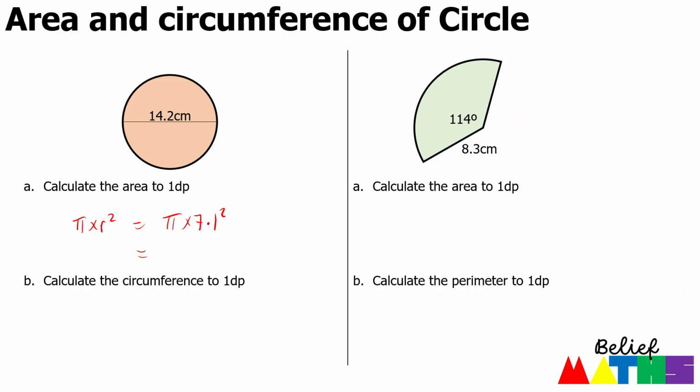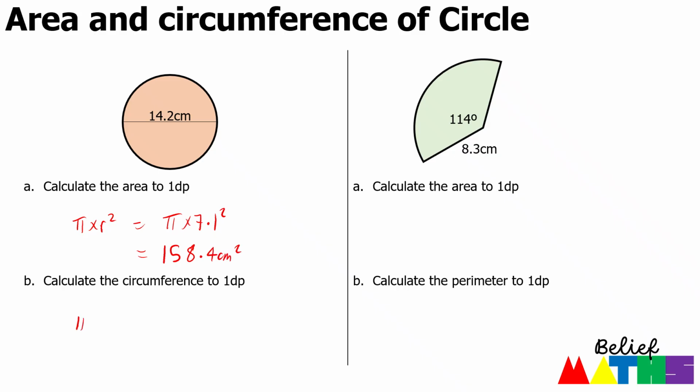Again, I encourage you to use the pi button on your calculator. If you don't have one, check the front of your paper. Usually they say use 3.14 or 3.142, but check the front of your paper to see what level they want you to use pi to for your calculations. But if you're using the correct calculator, you should have a pi button on there. So it's 158.4 centimeters squared, to one decimal place.